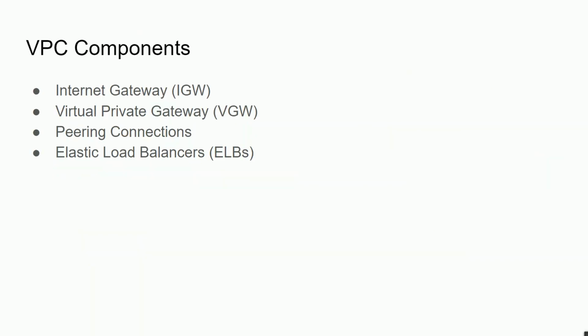VPC components, again: internet gateway, virtual private gateway, peering connections. If we want to communicate between two VPCs, we can communicate using VPC peering. And with an elastic load balancer, we can also distribute traffic across multiple EC2 instances.